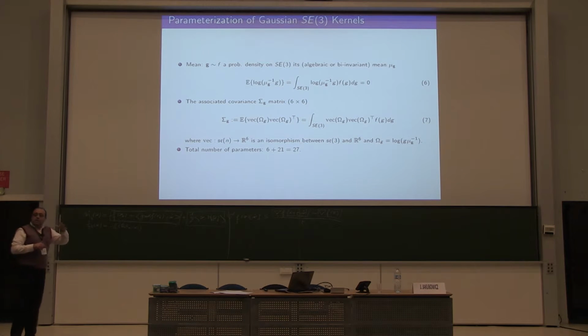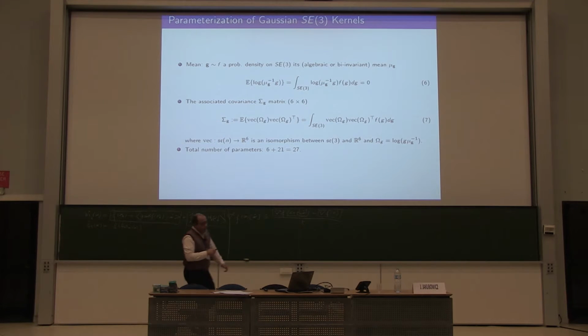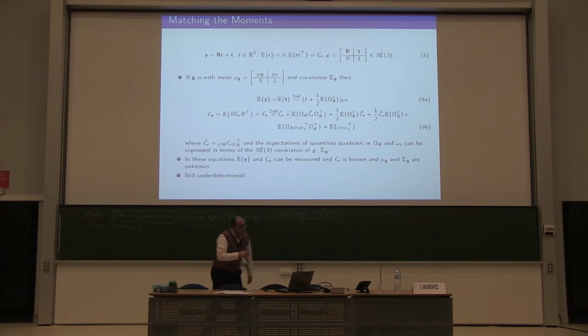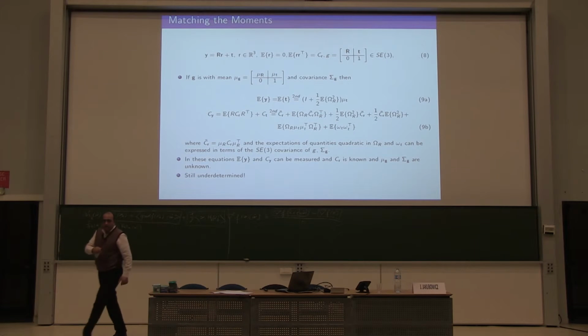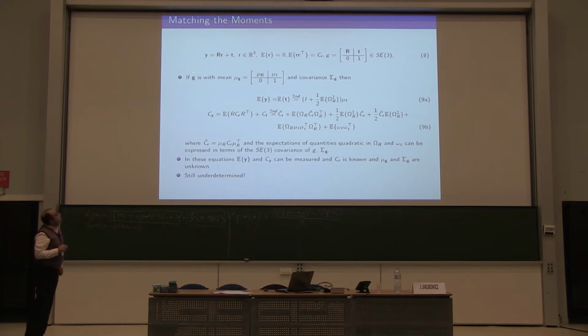So you can parameterize this Gaussian type kernel on SE3 with 27 parameters. It turns out that this is too many parameters. We cannot recover it back, because the next step that we do is moment matching between observation and what we have. So the observation is this y. The distribution of R, we assume that we know it. So we know its covariance and mean, assume it's 0.